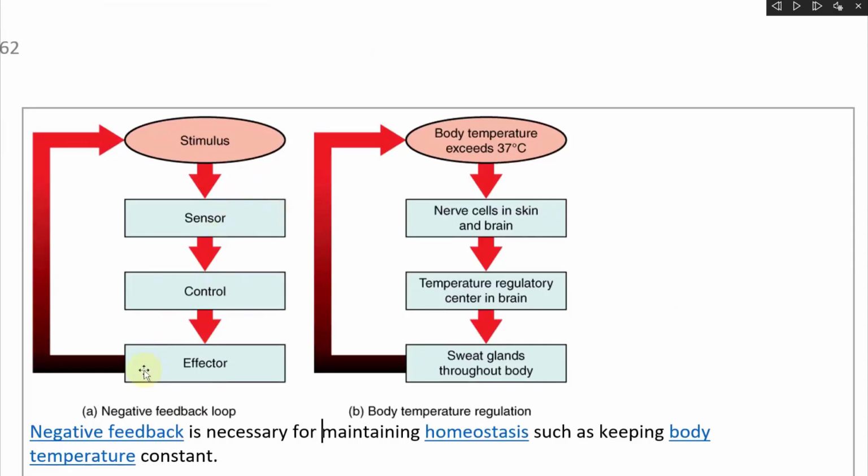So here's a negative feedback over here. You have a stimulus, sensor, control, effector, and it throws back to the stimulus and changes that, or it resenses the stimulus. For example, body temperature regulation. Body temperature is 37 degrees. Nerve cells in skin and brain sense it. Then you have the temperature regulator center in the brain, the control, and then sweat glands throughout the body, so it sweats. Then it checks the body temperature. When it's too hot, it's giving off all the heat, sweating it all out, and if the body temperature lowers, it checks again, goes back and does the cycle, and will stop sweating when the temperature is lower.